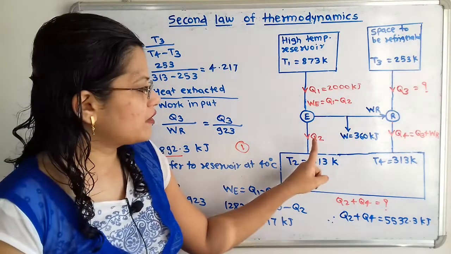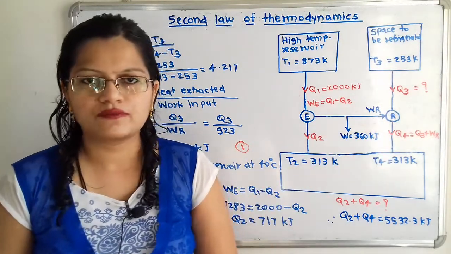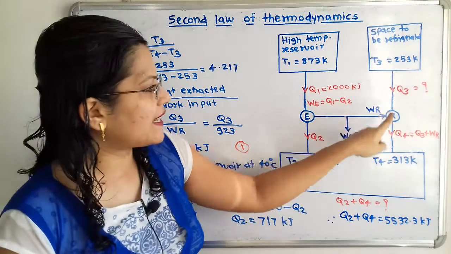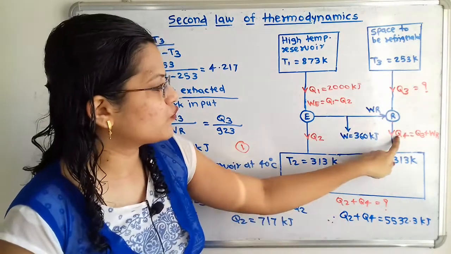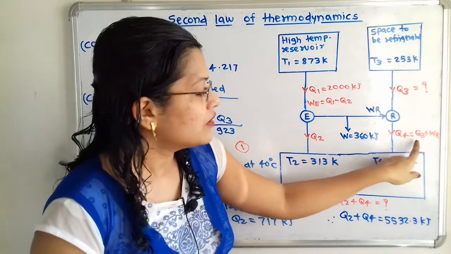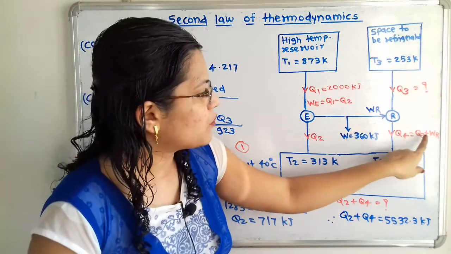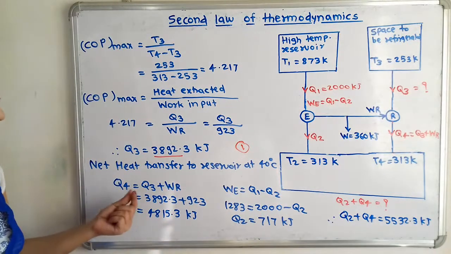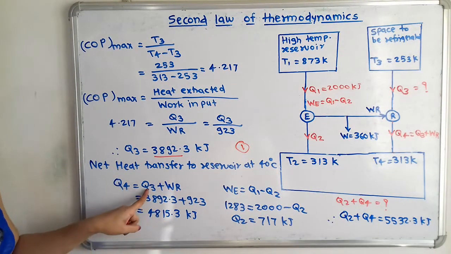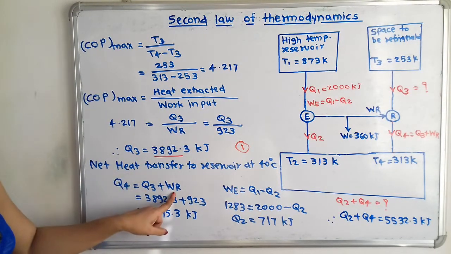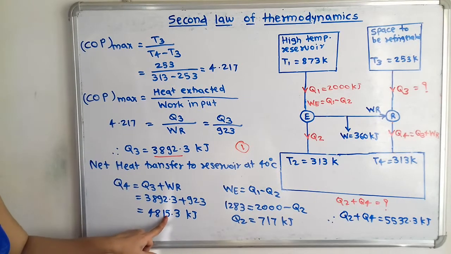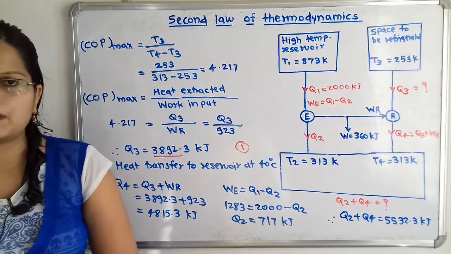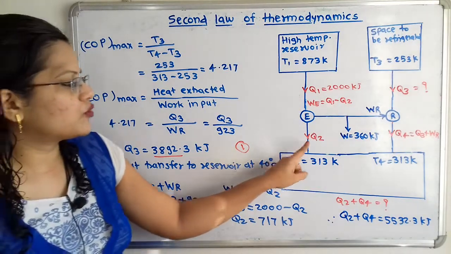Now we have to find out Q2 as well as Q4. If we observe this diagram, this is the input Q3, then this is the input WR, then Q4 is equal to WR plus Q3. So we will calculate this. Q3 is calculated, WR is also known, that is the work input, then Q4 is 4815.3 kilojoule.